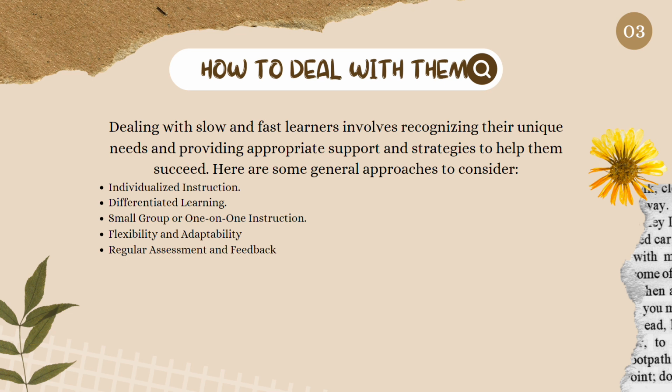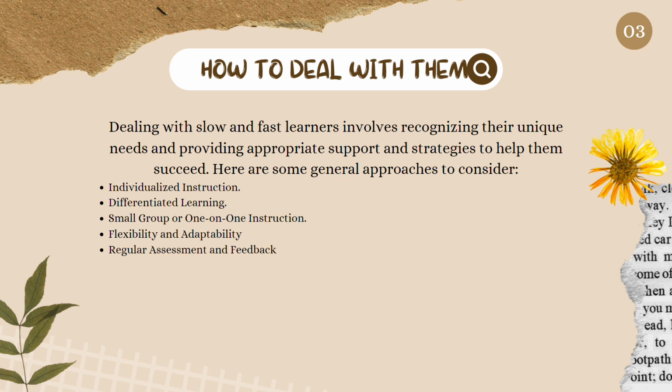Okay, how to deal with slow and fast learners? Dealing with slow and fast learners involves recognizing their unique needs and providing appropriate support and strategies to help them succeed. There are some general approaches to consider. For the first, there is individualized instruction. Recognize that each learner has unique strengths, weaknesses, and learning styles. Tailor your instruction to accommodate their specific needs.